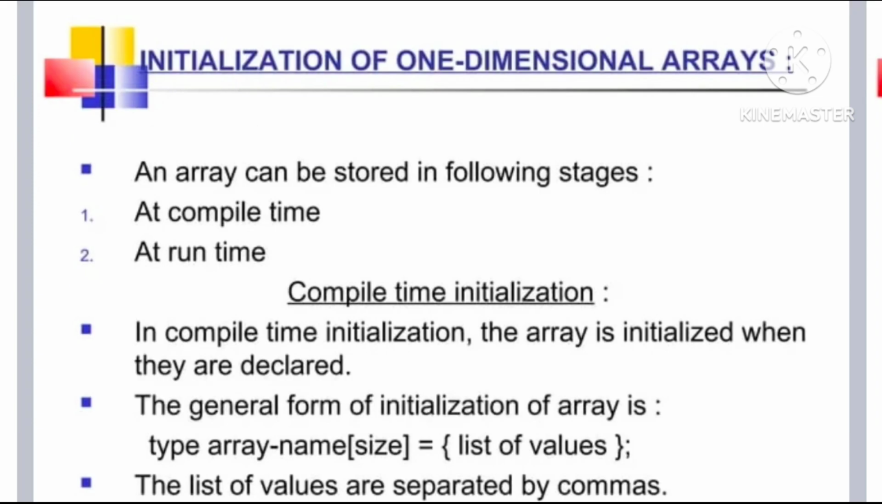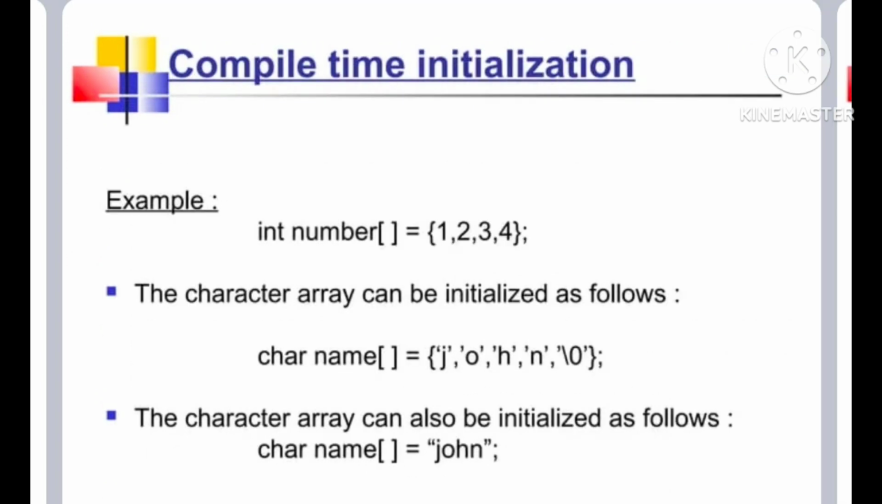Initialization of one-dimensional arrays. An array can be initialized in the following stages. They are at compile time and at runtime. Compile time initialization. In compile time initialization, the array is initialized when they are declared. The general form of initialization of array is type, array name, size equals to list of values. The list of values are separated by commas. Example: int number[] = {1, 2, 3, 4}.